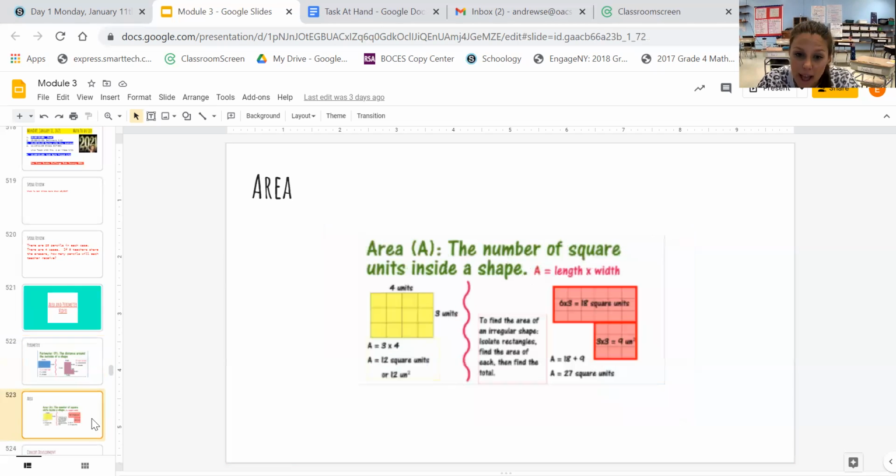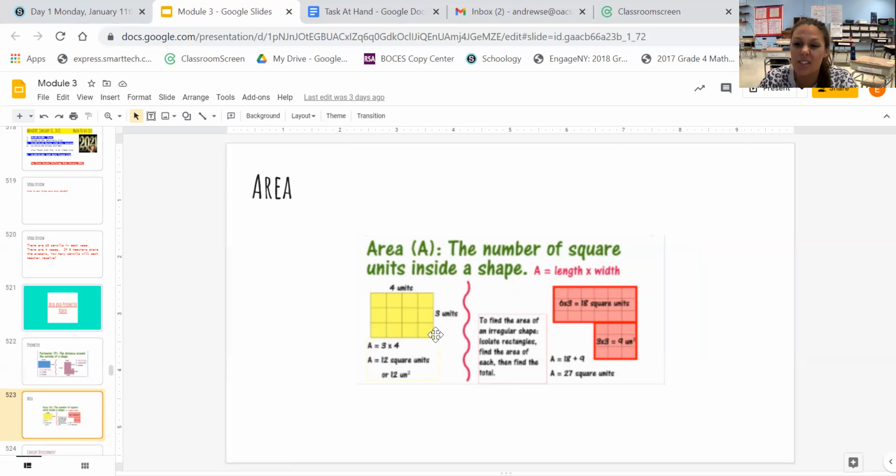Now, area is the distance within a shape, inside of a shape. So in this case, it's the middle. I like to think of it as like the carpet or the grass. So for example, if they were going to redo my floor, they would need to find the area. We show area by using the symbol A. A is for area. And we take the length and we multiply it by the width.